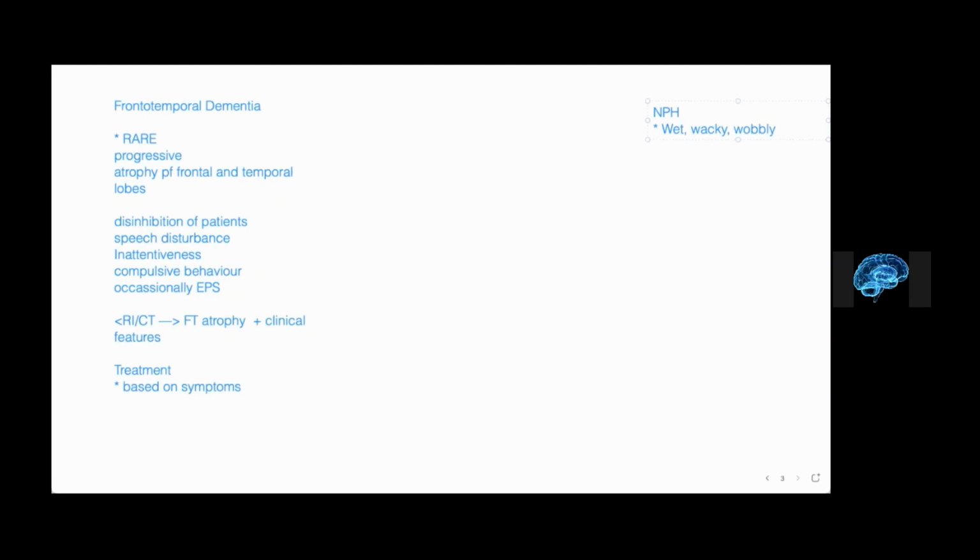Anyone know the gait you would expect? You get something called a magnetic gait. And again, people with ventricular enlargement, so high pressure hydrocephalus, can also get magnetic gait. And the thing to look out for on MRI is actually ventricular enlargement.